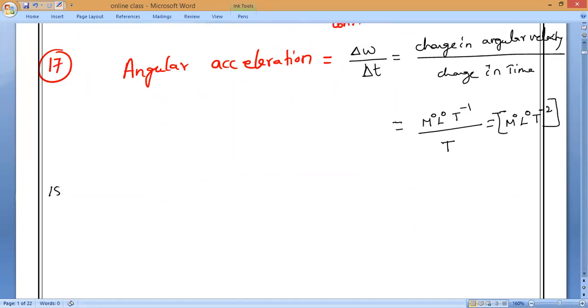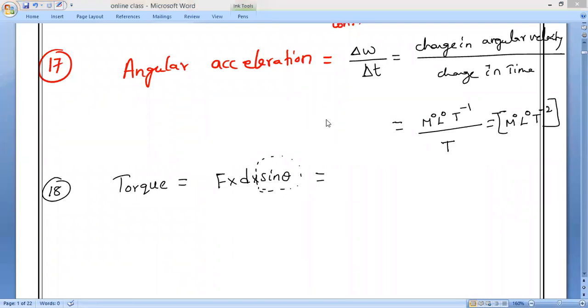Next, torque. Torque we used to study when applying force. So torque is equal to F into d into sine theta, similar to work done. Can you tell me, does sine theta have any dimensions? I already taught you: no. Sine theta, whether sine 0, sine 30, sine 45, sine 80 or sine 90, we get just a number, not a quantity. So it is always a constant, and a constant does not have any unit.